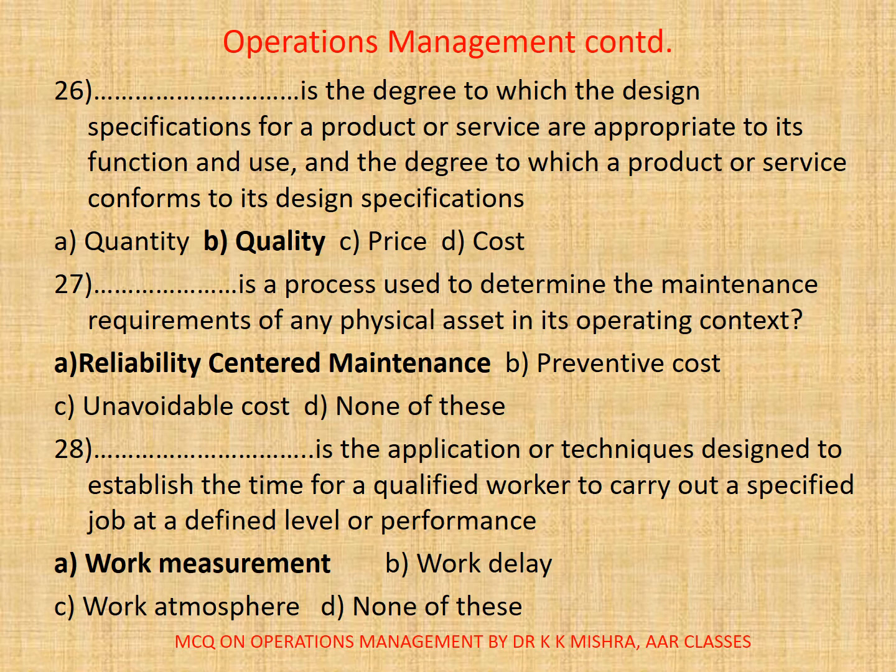Quality. 27. Dash is a process used to determine the maintenance requirements of any physical asset in its operating context. Options are A. Reliability centered maintenance, B. Preventive cost, C. Unavoidable cost, D. None of these. Here correct option is A.